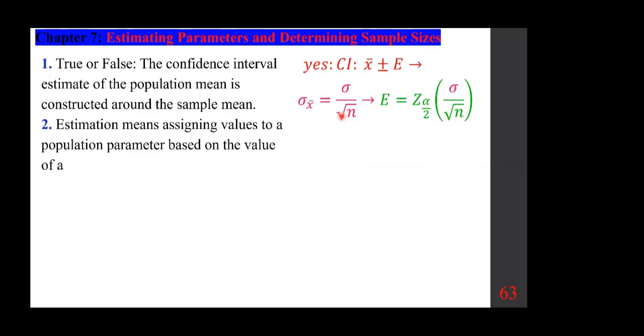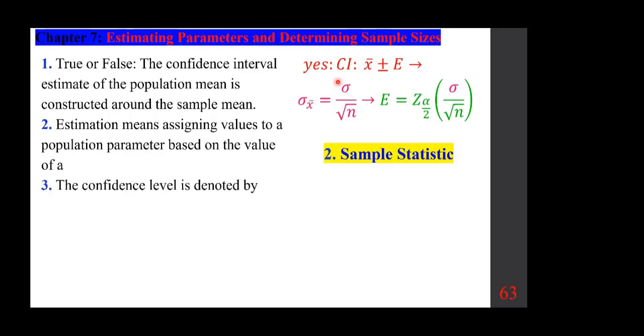Estimation means assigning values to a population parameter based on the value of a sample statistic. In general, we don't have access to the population and therefore any population parameter, so we start from somewhere. Where do we start with? With the sample statistics. For example, we are interested in finding mu. We don't have it. Where do we start? We start with x bar. So x bar is considered to be the point estimate for mu.